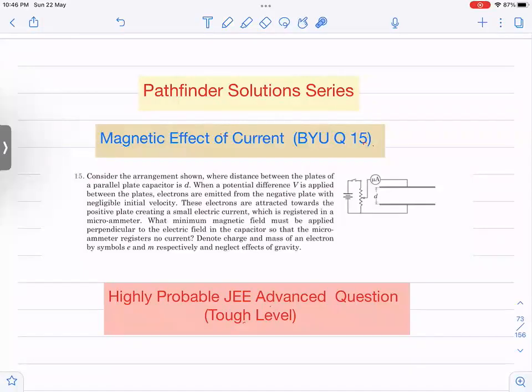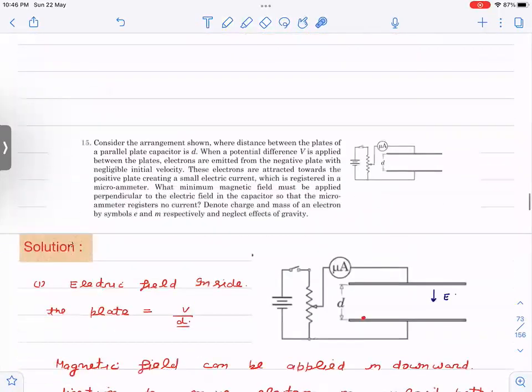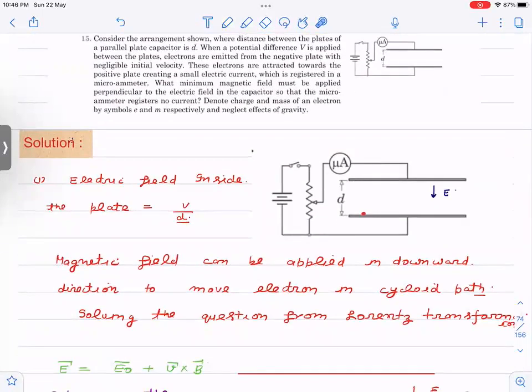This is Build Up Your Understanding, question number 15 of Magnetic Effect of Current, Pathfinder book. Let us now see, it's a very good, advanced level question, and very, very highly probable for JEE Advanced. So let us see the question. The question is, there is an arrangement.